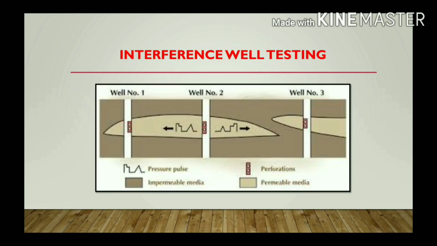So now we go with the discussion of interference well testing. As you are able to see in the figure, it shows three wells. Well 2 is the active well, in which pressure disturbance is created, and this pressure disturbance migrates into the formation and is noted in well number 1 and well number 3, which are the observation wells.